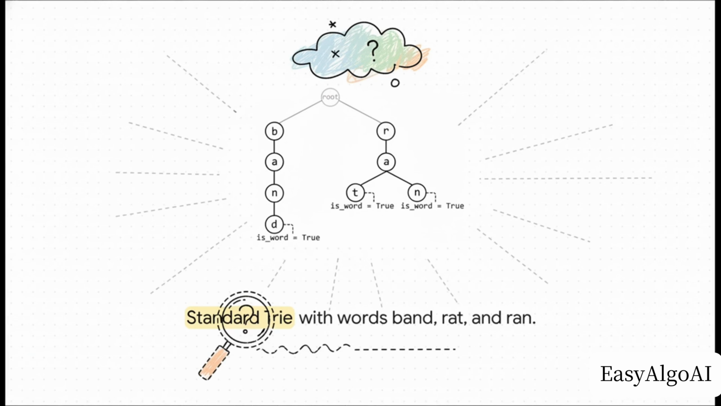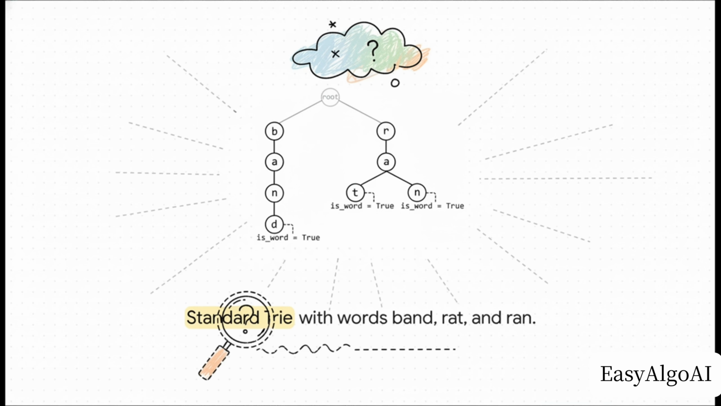Okay, let's dive into this and actually visualize it. Here's a standard trie populated with our earlier example words, band, rat, and ran. We start right at the top, at the empty root node. Notice how the words share paths if they happen to share a prefix. Rat and ran both start with R and A, so they share those first two nodes before finally branching off into T and N. But the absolute most critical part of this diagram? It's those little dotted lines pointing to is word equals true.